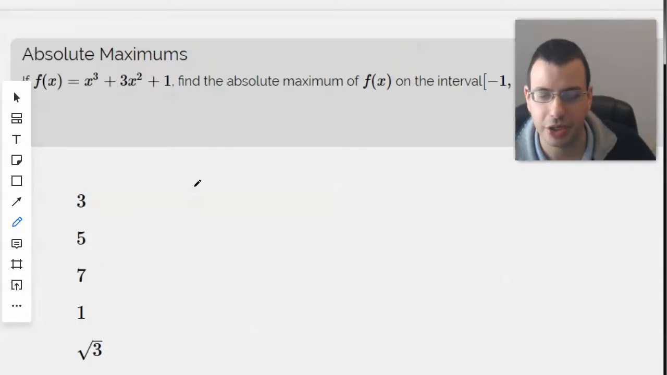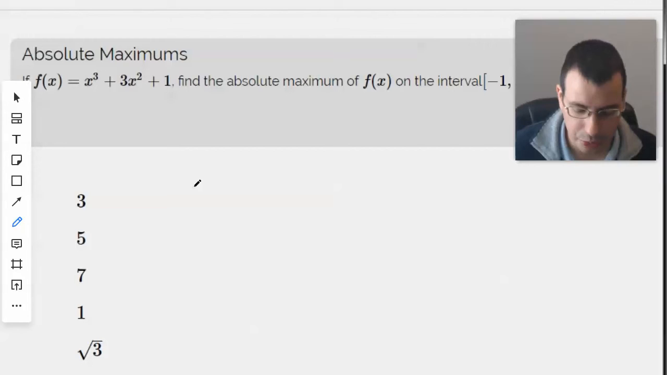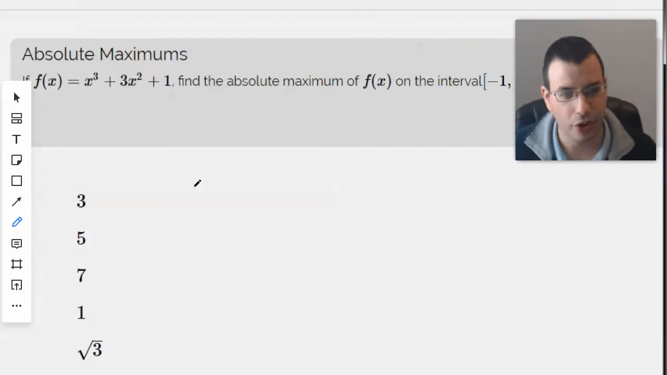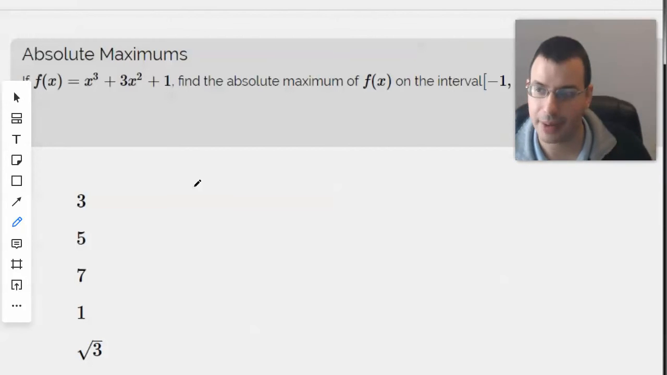So that's the human performance trap that you have to watch out for with regards to absolute maximums and minimums.